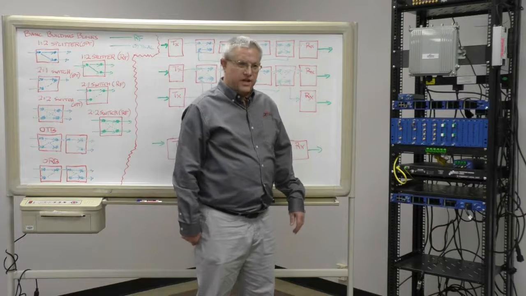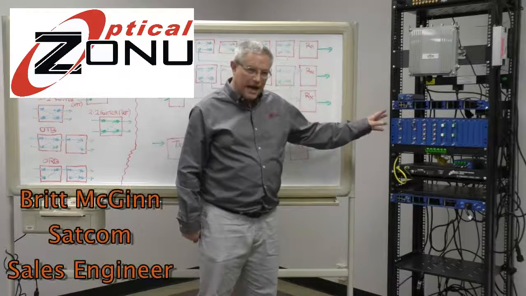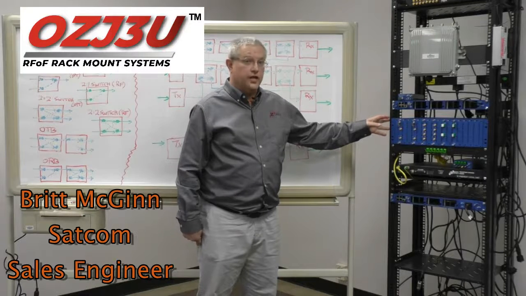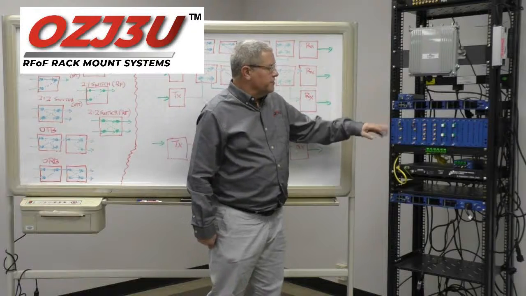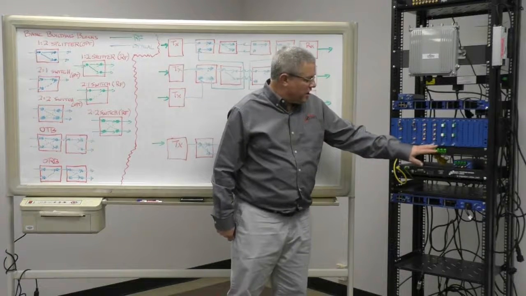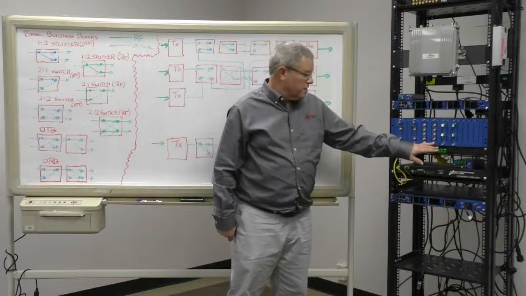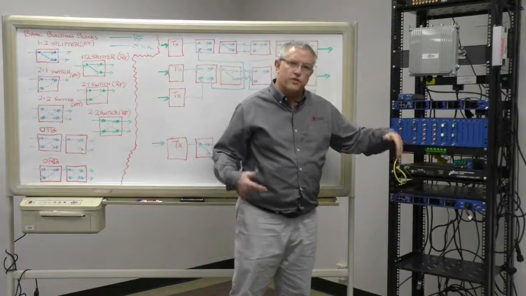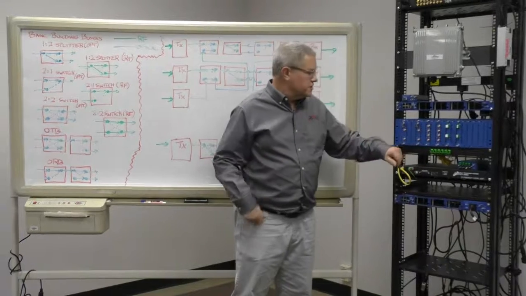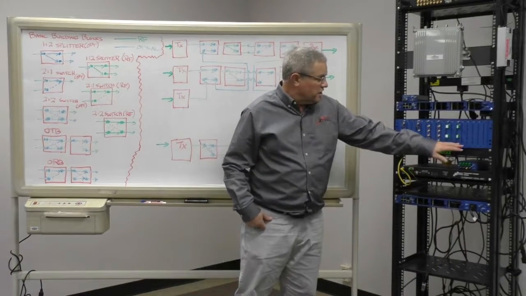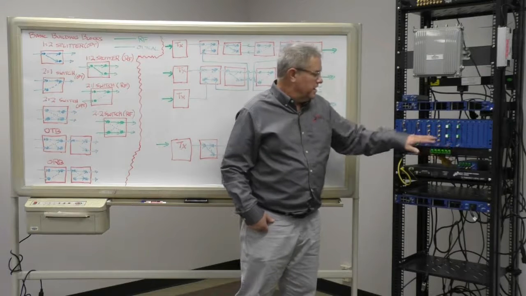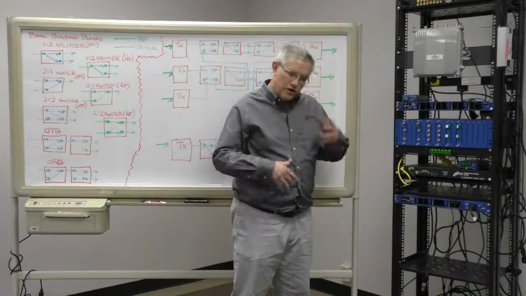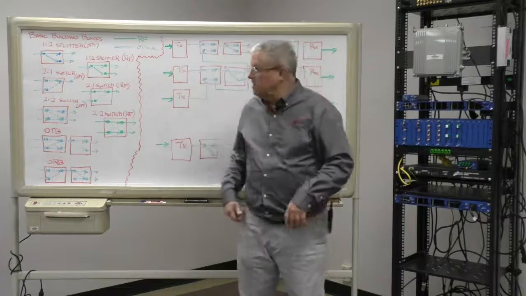In a previous video, we reviewed some of the high-level features of the optical Zone U J3U chassis. In this video, we're going to concentrate on a couple of the newer cards within the chassis, and those are the diversity or the redundancy cards. These are both optical and RF, and the RF can be 50 ohm or 75 ohm. So there are various configurations of these.